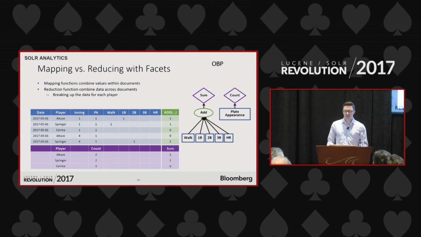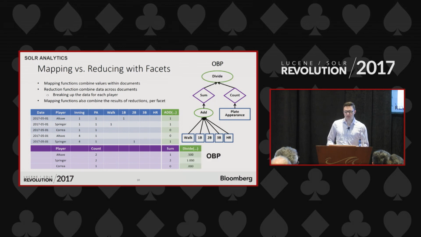Once the reduction is done, we can then use another mapping function to calculate the overall OBP. And instead of having just one value at the end, the mapping function would map each of the reduced values per facet value. So we get 3 values of on-base percentage back. Cool. So how is this really useful?